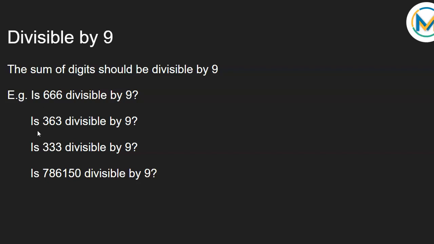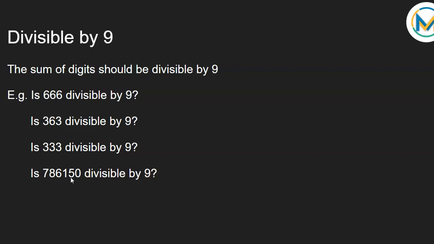What about 363? Well, 3 plus 6, 9. 9 plus 3, 12. Not divisible by 9. 333, yes, 333 will give you 9. It is divisible by 9. And then this number. What is 7 plus 8? 15 plus 6, 21 plus 1, 22 plus 5, 27. 27 is divisible by 9.